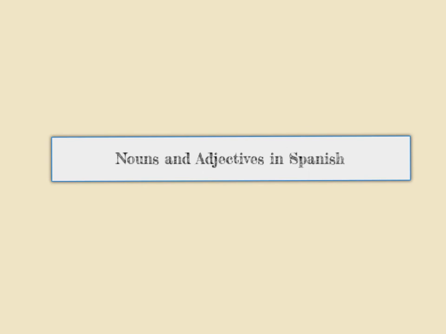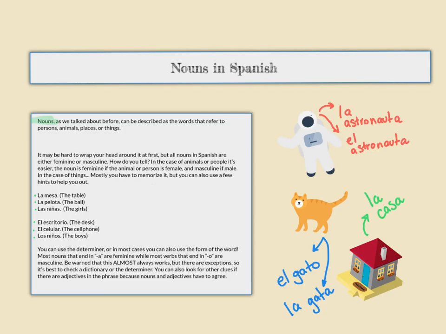Hello everybody. So today we're going to be talking about nouns and adjectives in Spanish. Nouns, as we briefly mentioned last time, are words that you can use to refer to persons, animals, places, or things. It can also be used to refer to ideas like love or intelligence, so let's keep that in mind. But for now, let's stay with our definition that it refers to persons, animals, places, or things.